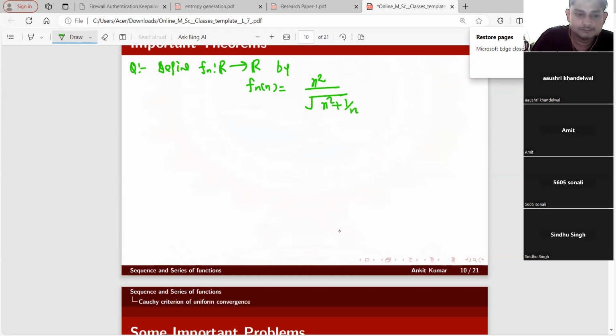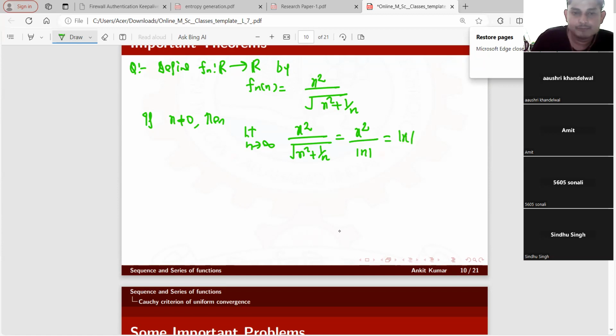the square root of x squared plus 1 by n, if x does not equal 0. If you take the limit as n tends to infinity of the square root of x squared plus 1 by n, this is the square root of x squared, which is mod of x. So this is a function whose limit is the modulus function, mod of x.